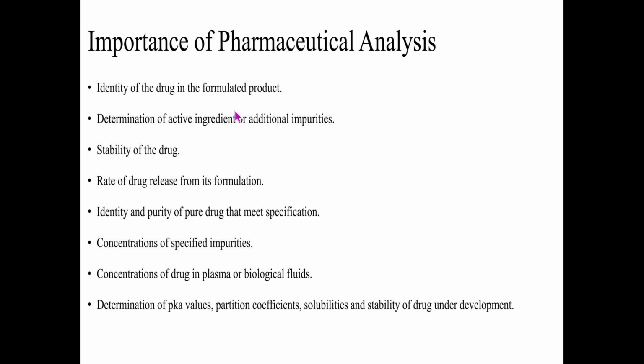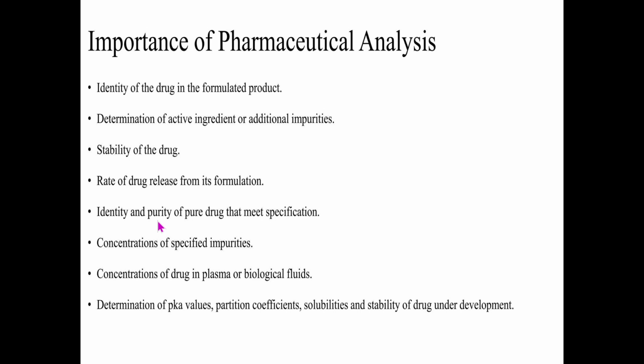Determination of the active ingredient or the additional impurities. Also we can determine what type of active ingredient is present in that respective dosage form, as well as the additional impurities. We also determine the stability of the drug and the rate of drug release from the formulation. Now we all know that when the drug enters our stomach, at what rate the drug is released from its formulation matters.